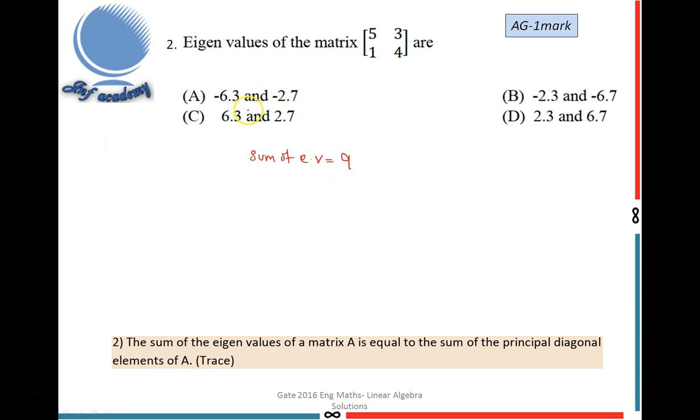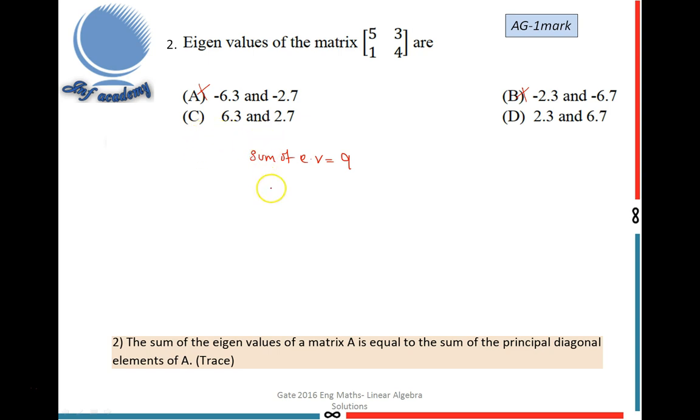So now I have to check the options one by one. Adding the two numbers in option A, we get minus 9. So option A is wrong, and B is also wrong, because this is also minus 9. But the sum of the eigenvalues should be plus 9 only. So options A and B are wrong. They don't give the sum 9. But C and D give 9. So maybe option C or D is the correct answer.